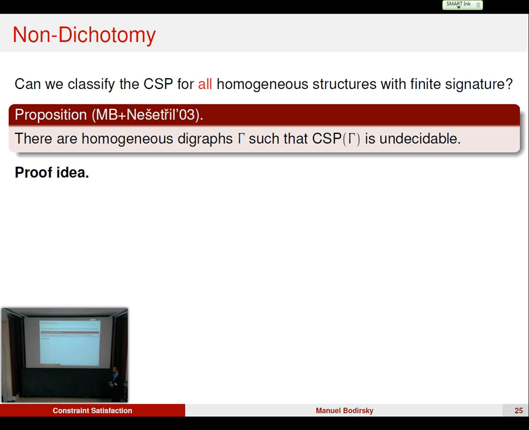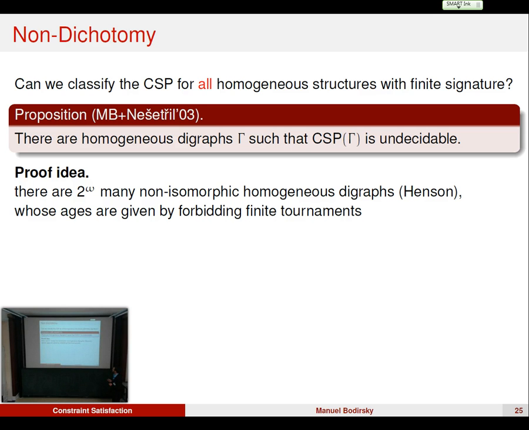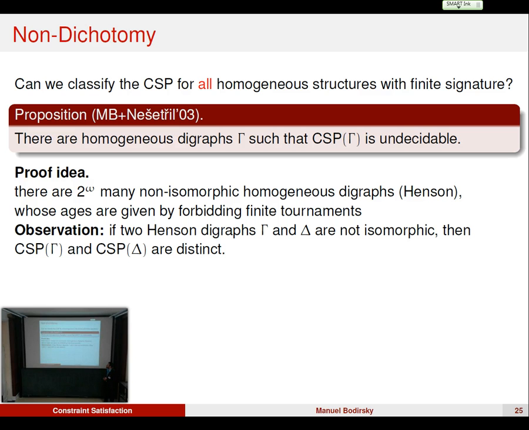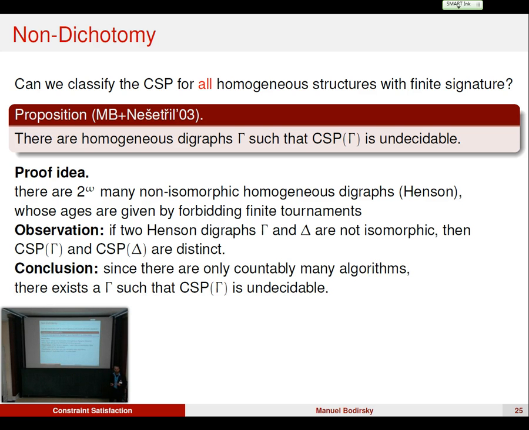Well, it's a very simple idea. First of all, there are many homogeneous digraphs, 2 to the omega many. And in fact, they all have different CSPs. Basically, those digraphs are described by forbidding, in an induced way, tournaments. And if two structures forbid different tournaments, then you can use precisely those tournaments as instances of your CSP that show that the CSPs are not the same. But on the other hand, we have only countably many Turing machines. So there are some CSPs that are undecidable.